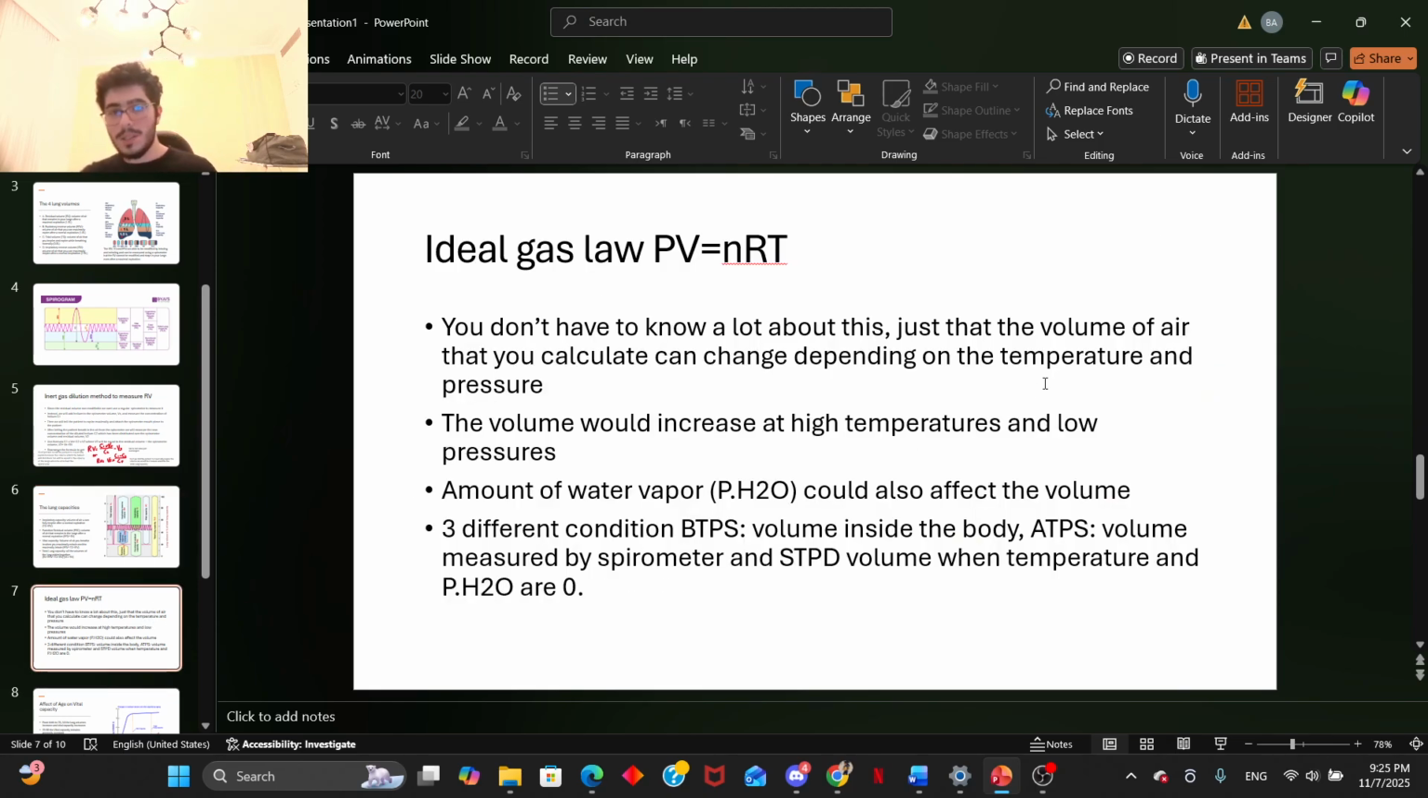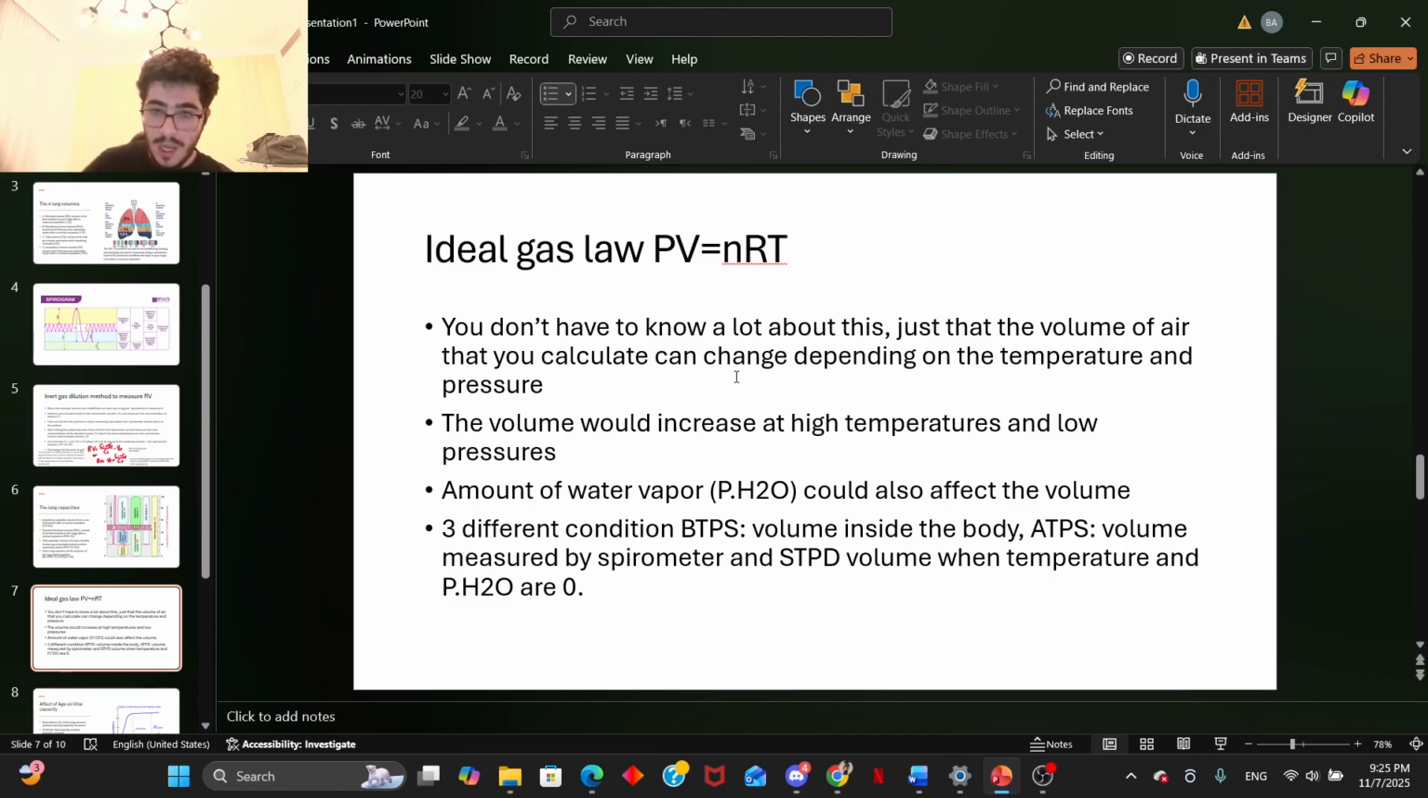All right. Now we're going to talk about the ideal gas law, and this is not that important, but there are some things I want to tell you. The ideal gas law, PV equals nRT: P is the pressure, V is volume, and the other ones you don't have to know, but for your information, n is the number of moles, R is the constant, 8.31, and T is temperature in Kelvin.